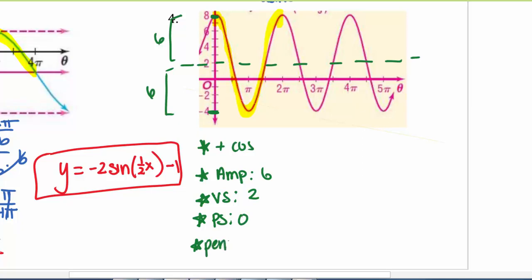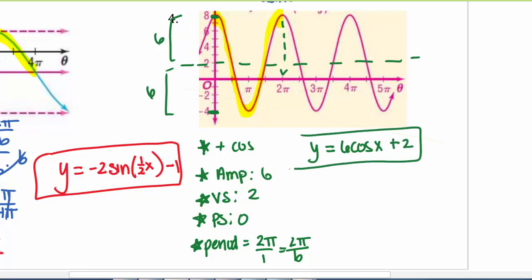And my period, meaning I start at the top and end at the top after 2 pi radians. So my period is 2 pi. Which is good because that means 2 pi over 1 is 2 pi over b. So b is just 1. So my amplitude is 6. It's a positive cosine, so 6 cosine. I didn't change the period, right? B is 1, so it's just going to stay 1x or just x. And then my vertical shift is 2. And that's it. So that's how you write the equation.